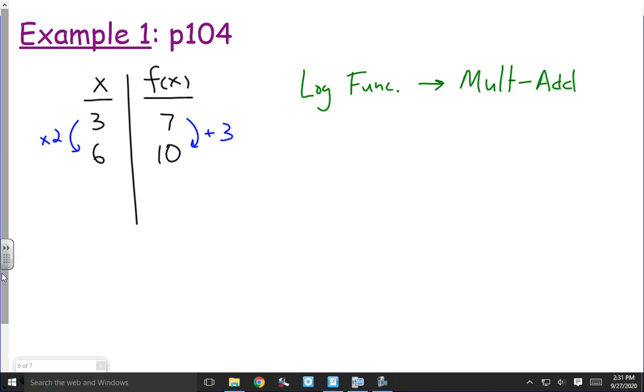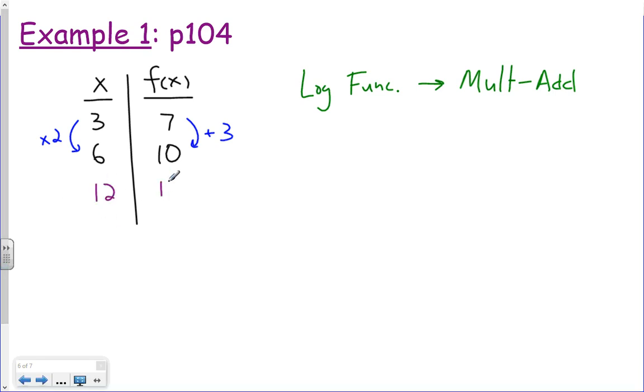So if I multiply 6 by 2, that's 12, and add 3, that's 13, which is the first value they've asked me to find. F of 12 is 13. Multiply that by 2: 12 times 2 is 24. Add 3 is 16, so f of 24 is equal to 16. So there's the first part of this one.